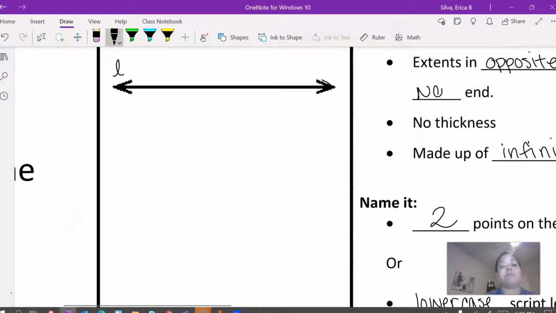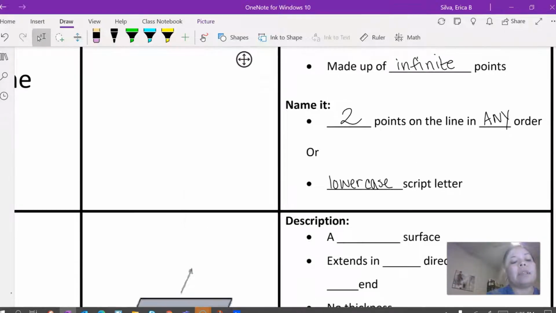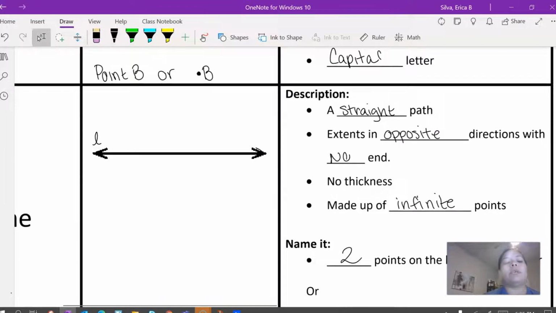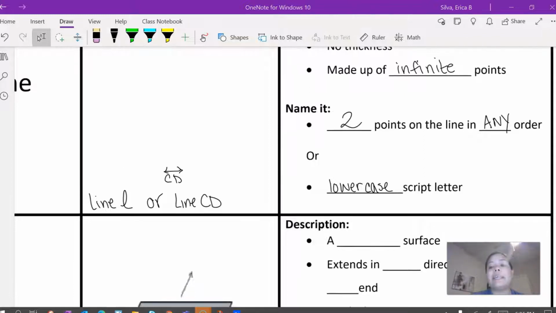For example, if we have this line, we can name it by simply having a script letter by one of the arrows, and we can call it line L, or we can use 2 points. Let's say this is C and this is D, and we can call this line CD, or we can use the symbol for a line, which is just a line, and then CD. And since I said that it could be in any order, we can also call it line DC.